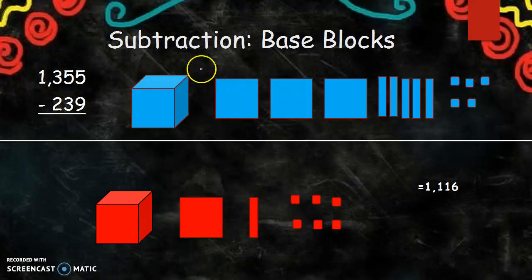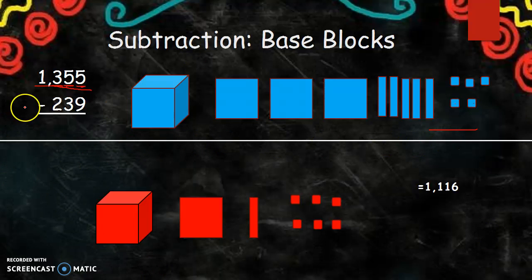So, what I have drawn up here is the base blocks that represent our first integer over here. So, we have 1,000, which is our cube. In our hundreds place, we have a 3 over here, so we have 100, 200, 300. And then in our tens place, we have a 5, so we have 10, 20, 30, 40, 50. And finally, our units, we have 5, so we have 1, 2, 3, 4, and 5.